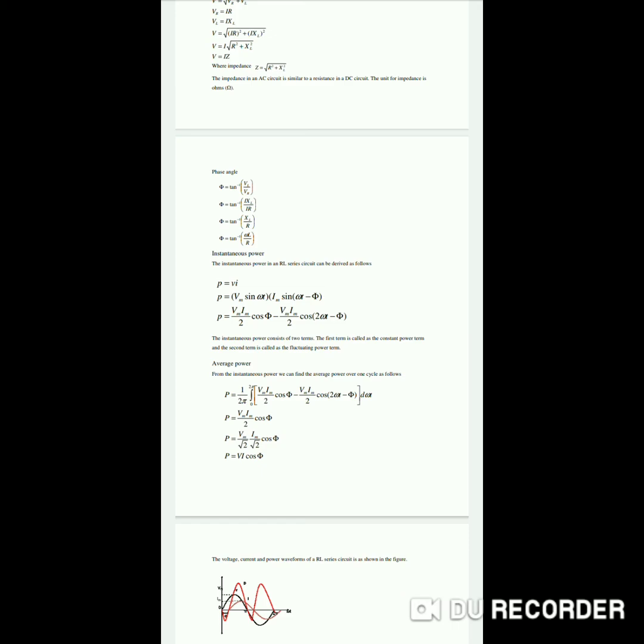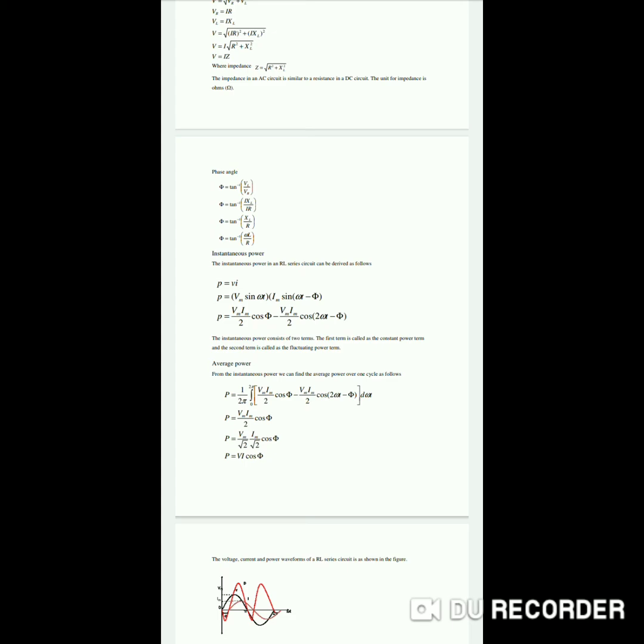V we know is Vm sin omega t, and I we know is Im sin(omega t minus phi). This is of the form sin A into sin B. Simplifying this equation, we get P = Vm Im divided by 2 into cos phi, minus Vm Im divided by 2 into cos(2 omega t minus phi). So this is the instantaneous power.